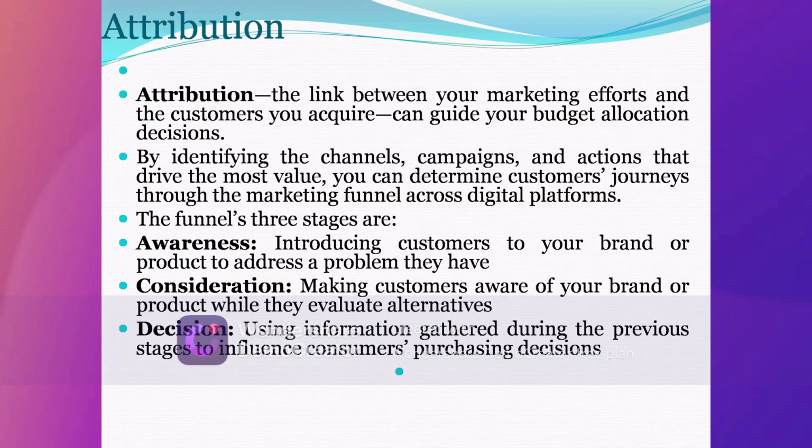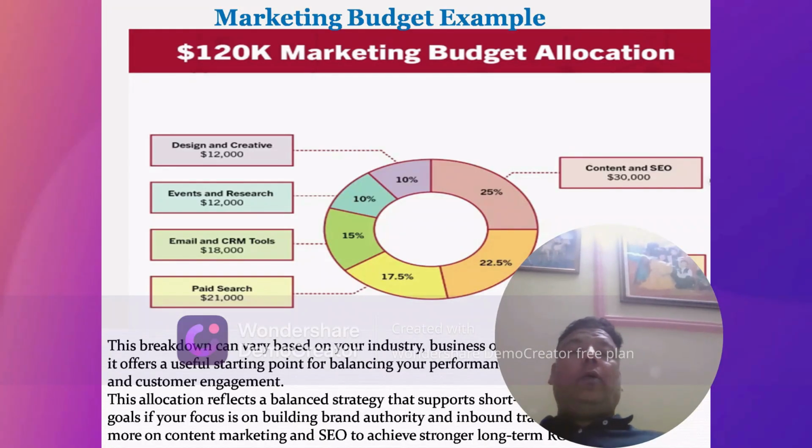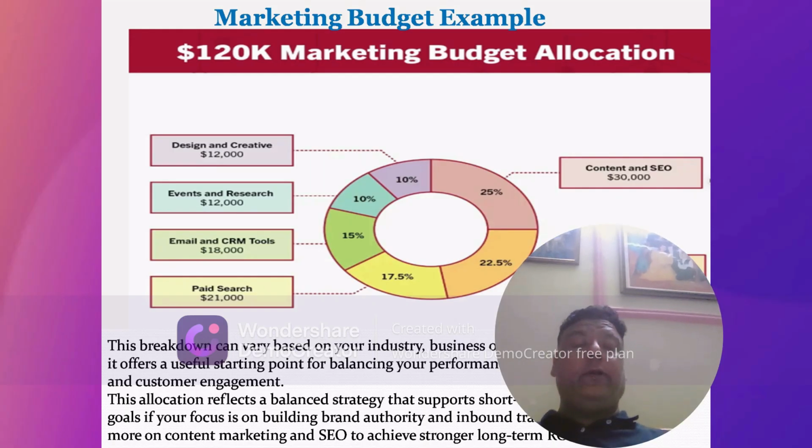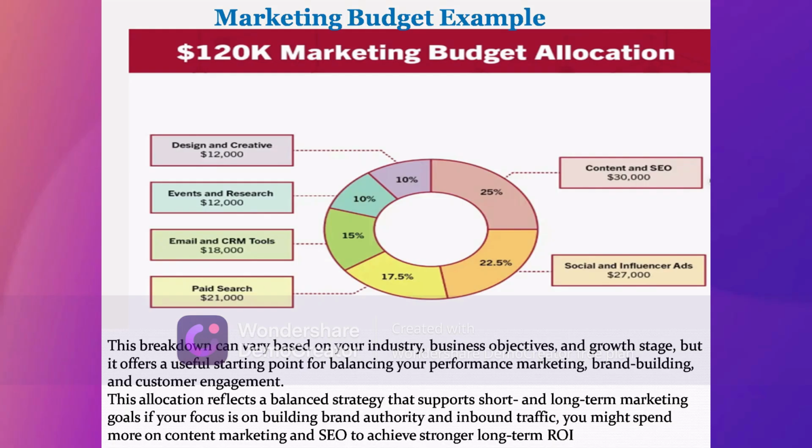Now, I will try to make you understand an example of a marketing budget. Suppose there is a 120K marketing budget allocation. How can we allocate the marketing budget across different activities and channels? First of all, you need to be very clear about your design and creative, because you cannot be monotonous, regular, and copycats. So 12,000 can be allocated for design and creative.